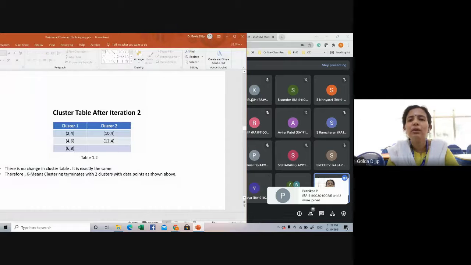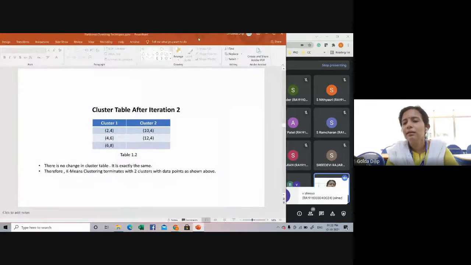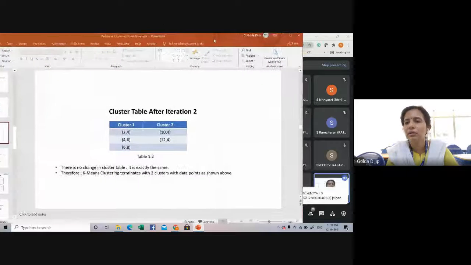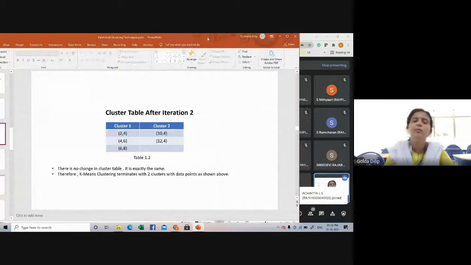The three algorithms were: one was the k-means clustering technique, then we have what is called the k-medoids technique, and the third one, what we're supposed to discuss, is CLARA. So these are the different techniques to be discussed under partitional clustering.